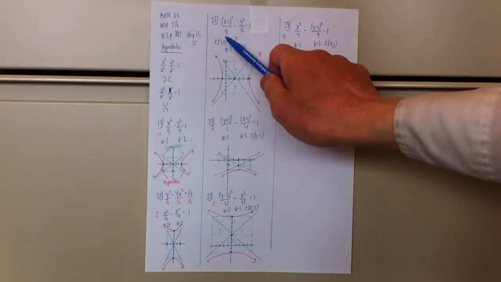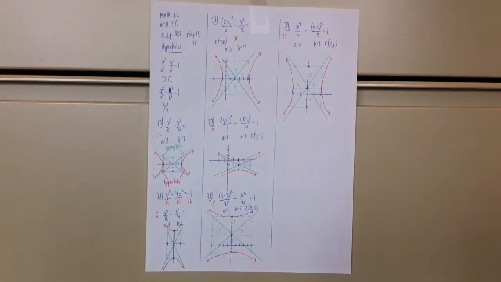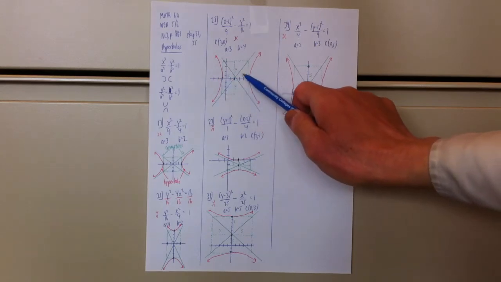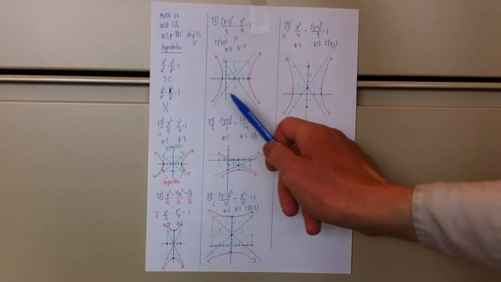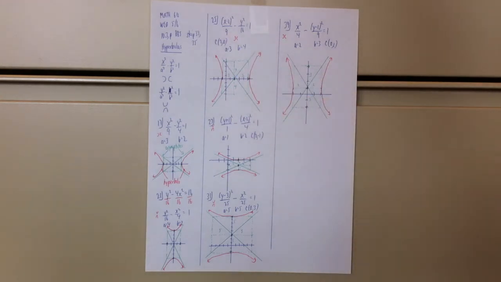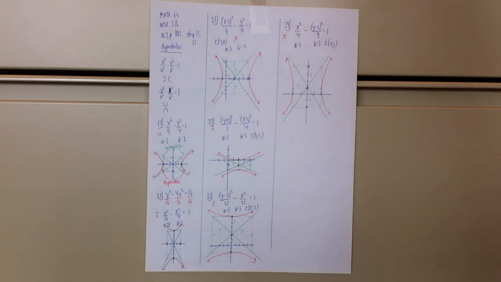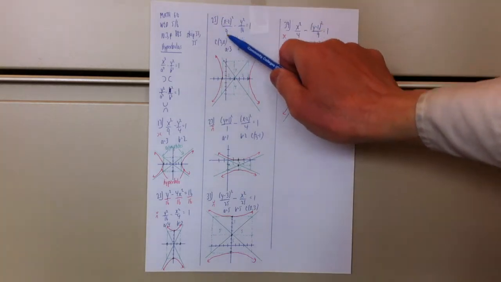Alright, so a is the square root of 9, which is 3. B is the square root of 16, which is 4. So from my center, which is not necessarily the origin, this time the center is at (2, 0). I go 3 to the left, 3 to the right, which I'm indicating with a 3, 4 up and 4 down. Draw myself my box. Connect the two diagonals, which would go through the center. And then determine which way it's supposed to go. I already know it's the horizontal type because x came first.